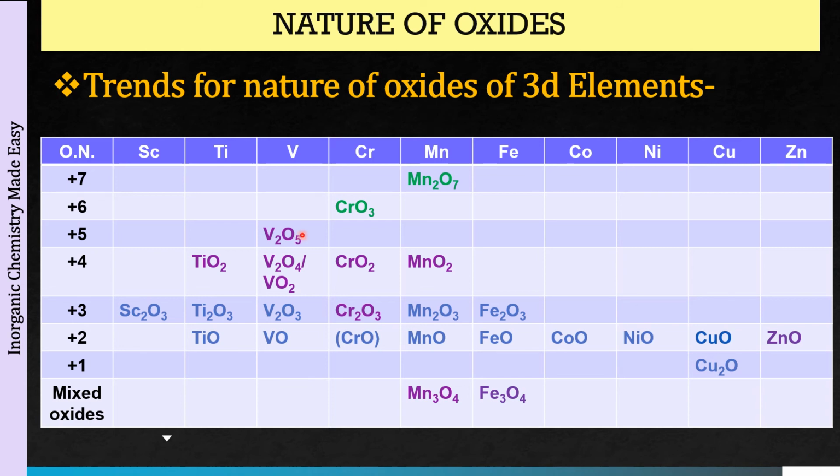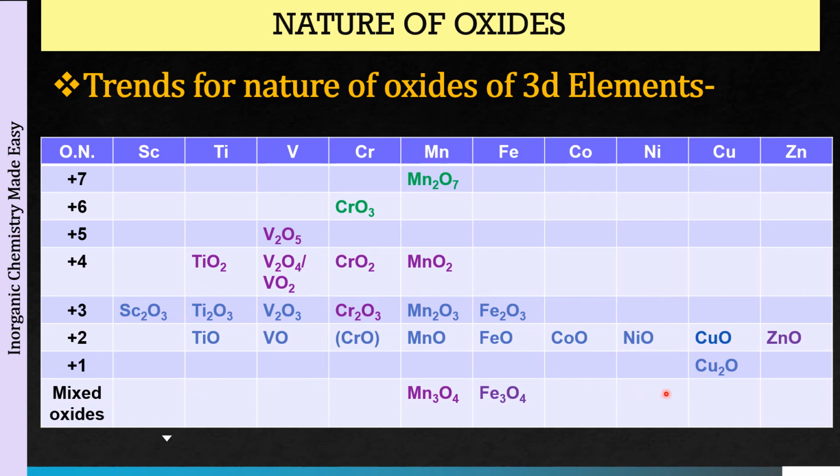Now for the 3d series, again, these are transition elements, these are metals, so you are going to use the concept for metals only. So +1, +2 and +3 oxidation states are generally going to be basic. You only have to remember the list of the amphoteric oxides. +4 is going to be amphoteric only, and +5, +6 and +7 are going to be acidic oxides. Again, you have to remember the exceptions.